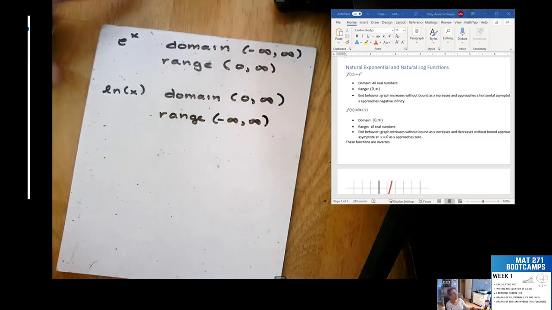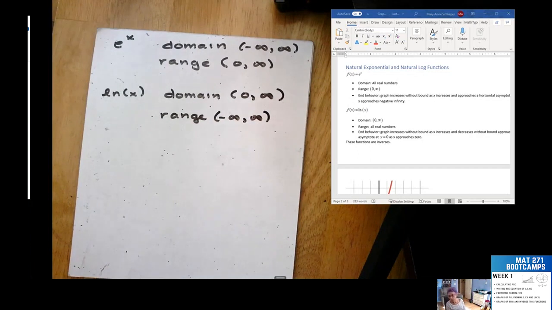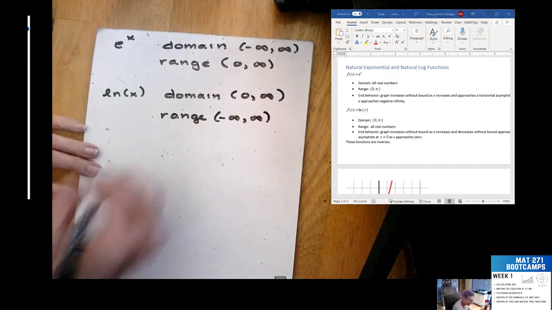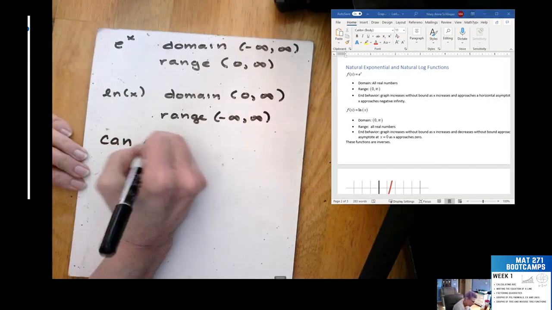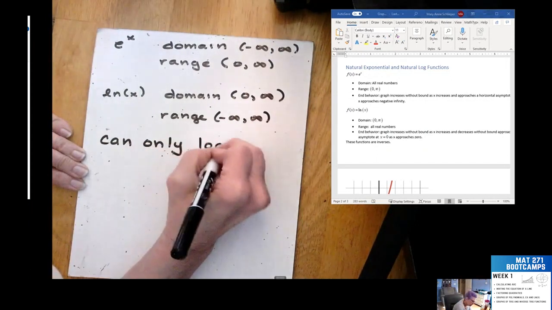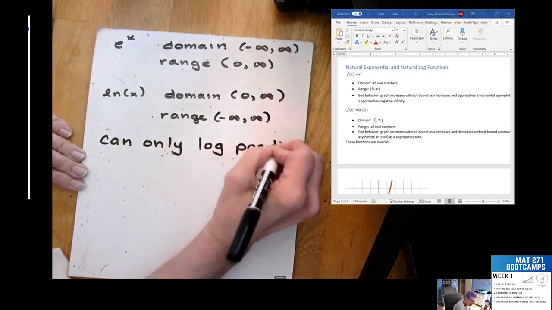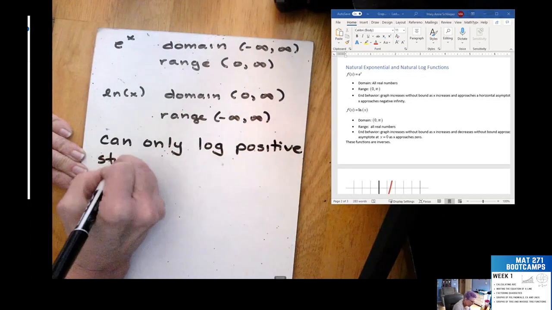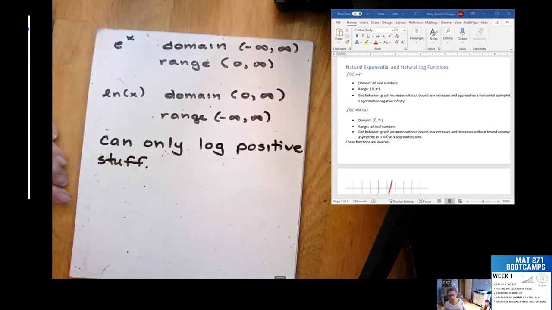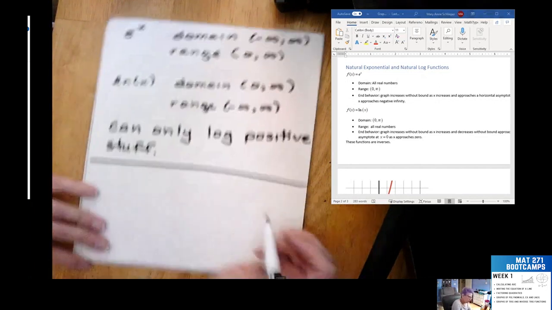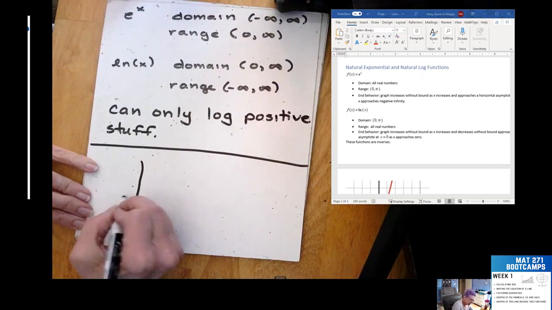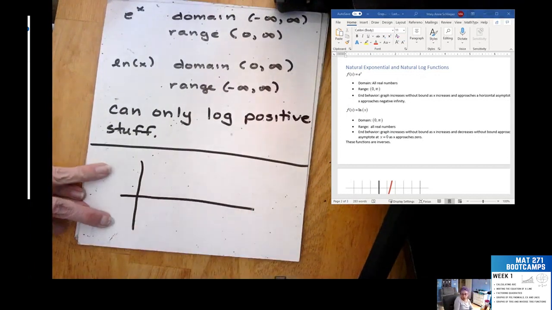So you cannot take the natural log of 0 or anything less than 0. You can only log positive stuff. You can try plugging it in your calculator, and your calculator will get angry, and it will tell you that you have made a domain error and won't let you do anything else for a while. So that means if I'm going to draw a picture of it, I don't even need these 2 quadrants over here.